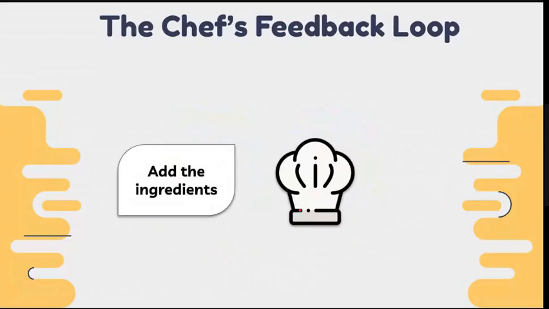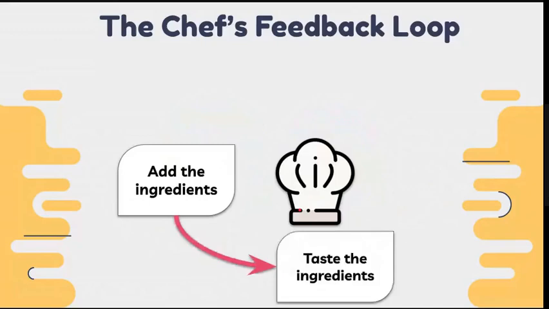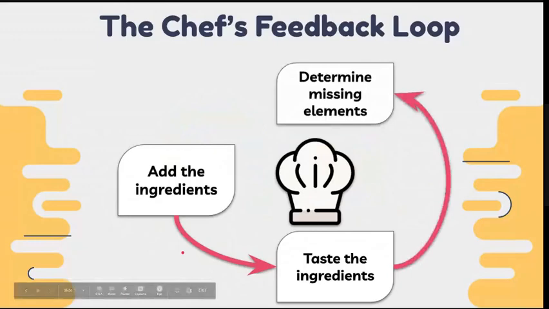If we look at a chef, how a chef's feedback loop works is quite simple. The chef adds the ingredients. This is like building the content. You add the stuff that's needed for the soup. Then you taste the ingredients, which is essentially like assessing the soup that you have created so far. Then, very importantly, he determines what is missing from the soup in order to improve it. And then he adds more ingredients to correct whatever he has done so far with his soup.